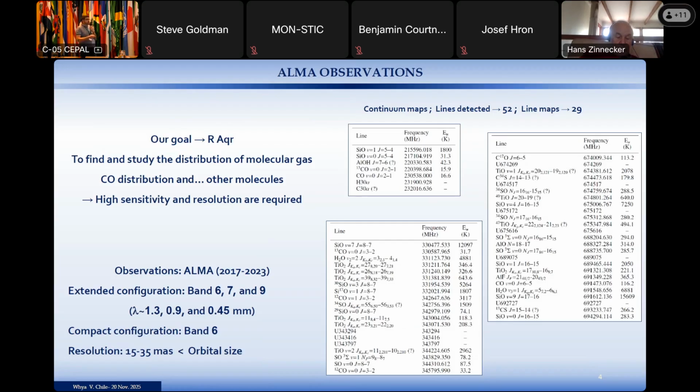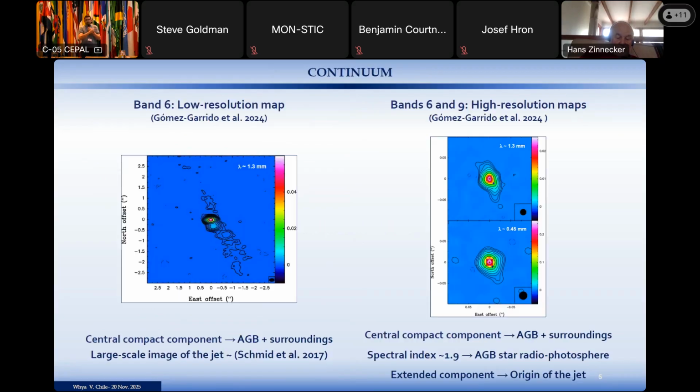We have continuum maps, and we detect more than 50 molecules, including CO, SiO, SO, water, and one recombination line, H30 alpha. However, due to the low signal-to-noise ratio on some detections, we have only around 30 maps. Now, let's start with the results.